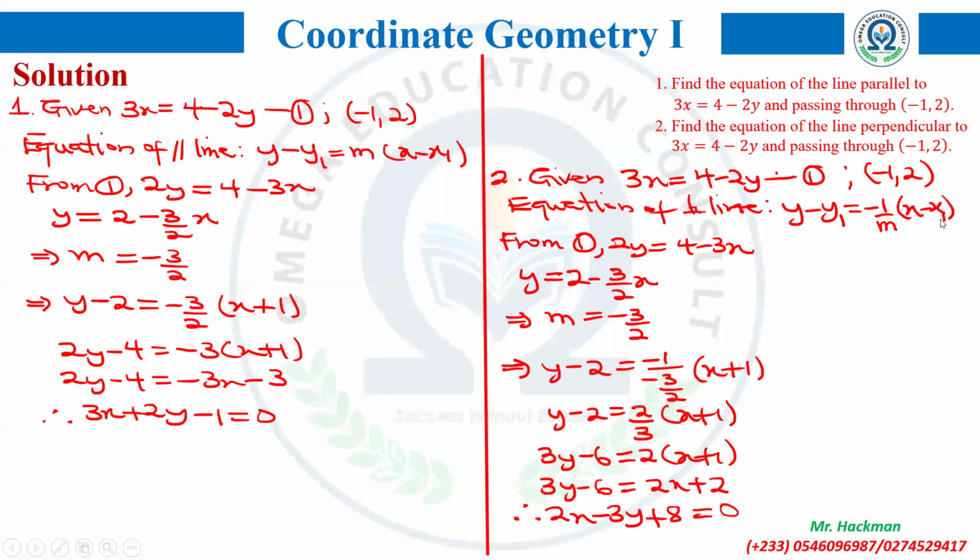So just quote your formula. The formula has the perpendicular line situation considered. That's why the gradient here is -1/m, because the gradient of the perpendicular line will be the negative reciprocal of the gradient of the original or given line. So that's what you've extracted here. If you find the gradient of the original line, you are good to go.